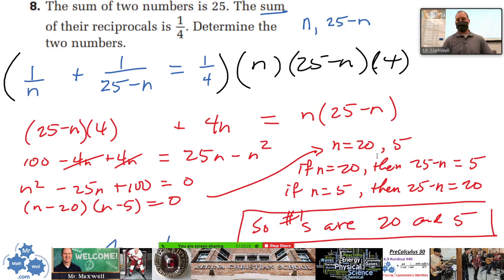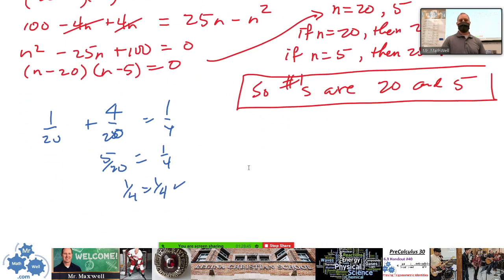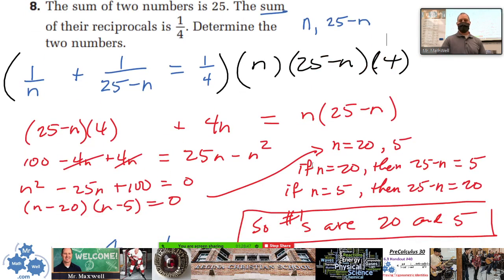One leads to the other. That's a coincidence. Your solutions are not always the solutions for n. These solutions are just n. You still have to do 25 minus n to get the other one. So the numbers are 20 and 5, and if you do a quick check, plug in those numbers, it works out. Okay, so that's the answer for 8.